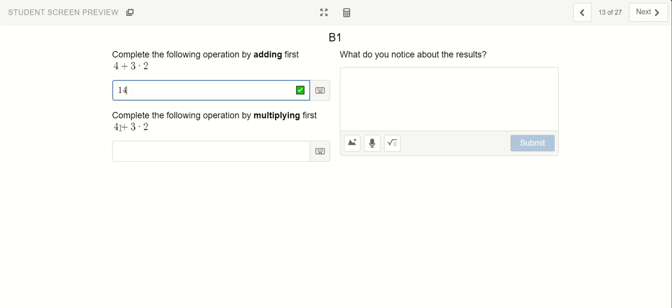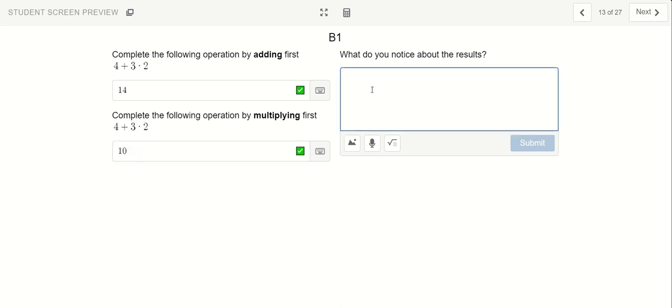And if I try multiplying first, let's try multiplying first. So again, I'm going to start over here on the right. 3 times 2 is 6. And then 6 plus 4 is 10. So notice that if I do things in a different order, when I solve in a different order, I get different answers.